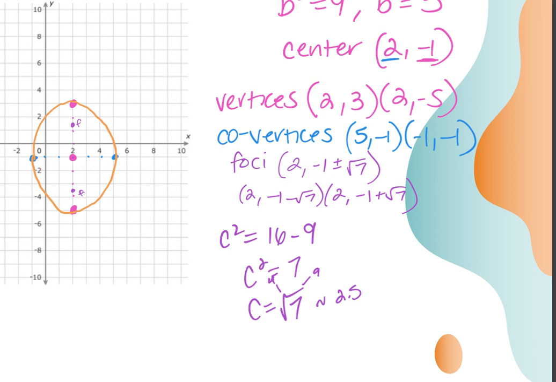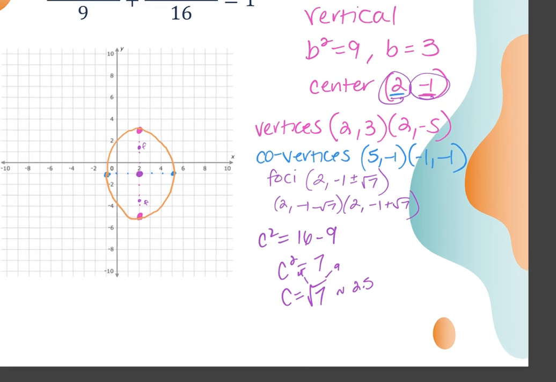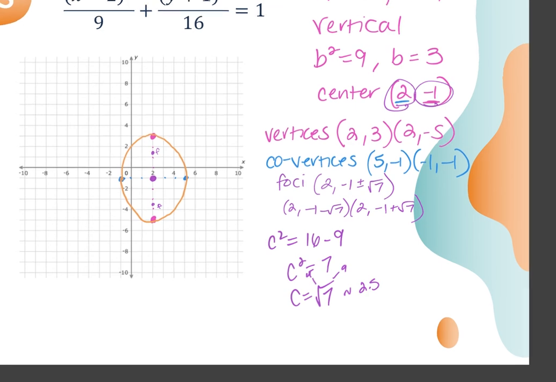Wait, which one, the -1? Yeah, so you're going from the y coordinate of your center, right? You're going up and down. So the x didn't change from my center. The x stayed 2. But then the y, which was -1, is what you add and subtract the root 7 from. Questions on that one?